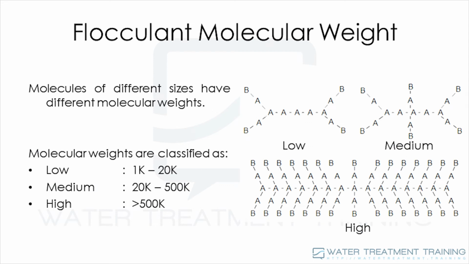Molecular weight affects the selection of the flocculant. Flocculants have different molecular weights ranging from low, medium to high. Low molecular weight flocculants vary from 1,000 to 20,000. Medium molecular weight flocculants vary from 20,000 to 500,000. And high molecular weights are 500,000 and above. Molecular weight indicates the size of the polymeric molecule. A large molecule tends to do a better job in the interparticle bridging mechanism.